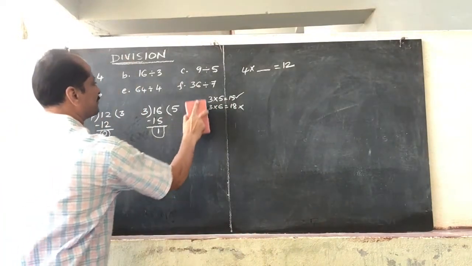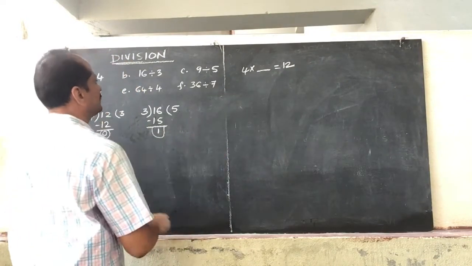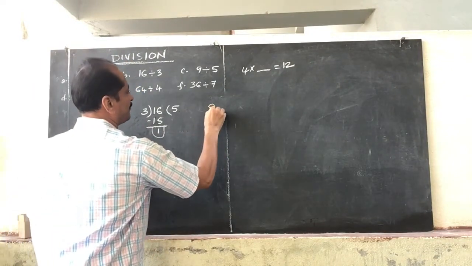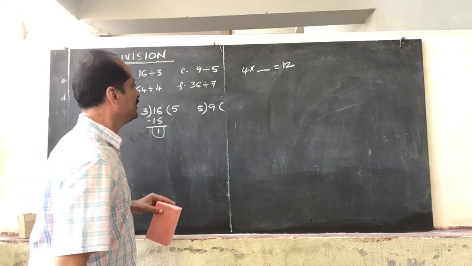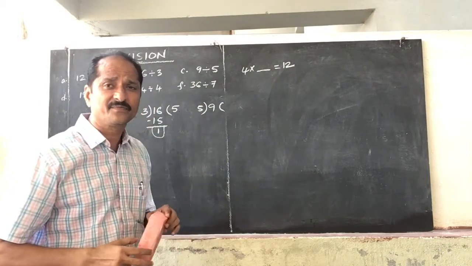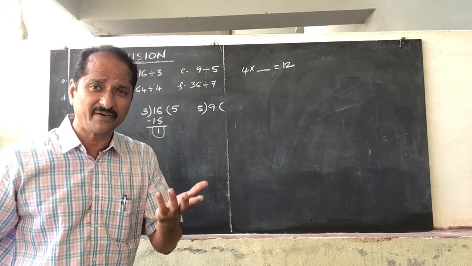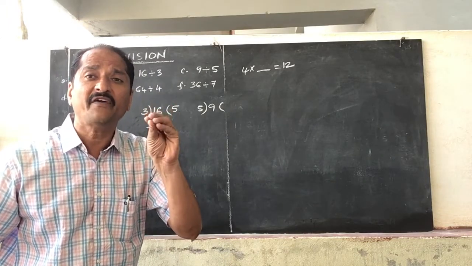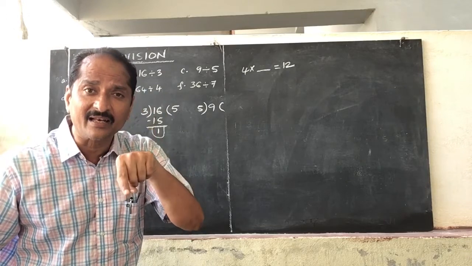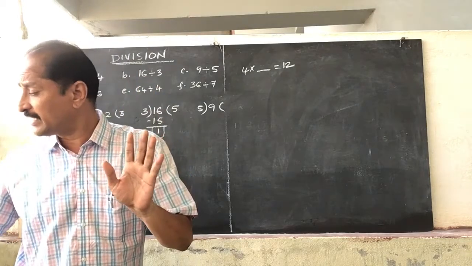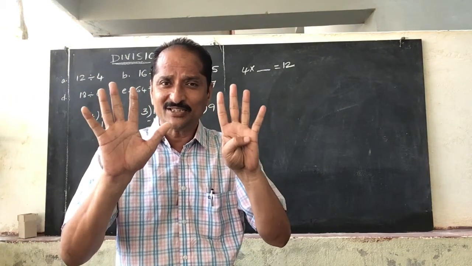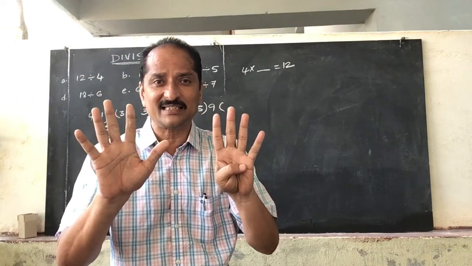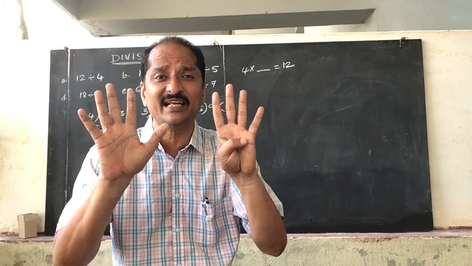So the third one is 9 divided by 5. That means, what does it mean? 9 divided by 5 means what? How many 5's are there in 9? So just check carefully here. In this also you can easily observe, smaller classes. How many 5's are there in 9?